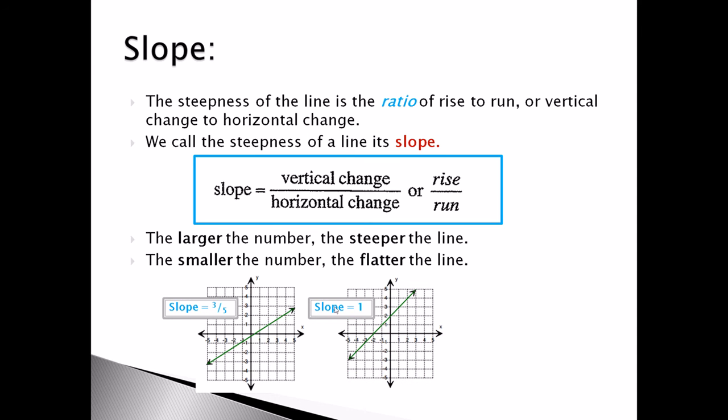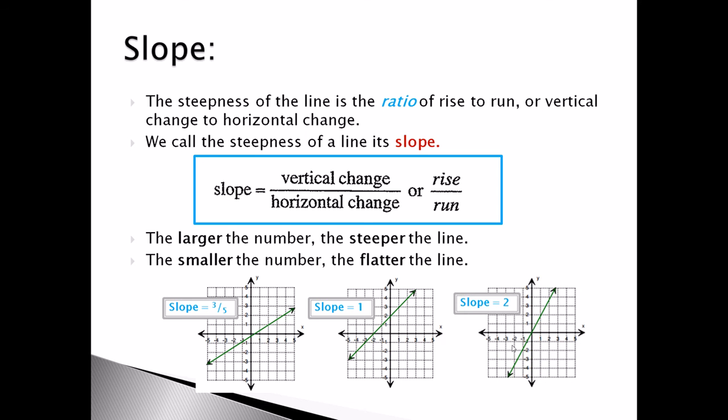But what if I raise that to a 1? That means up 1, right 1, up 1, right 1. That just stepped it up a little. And what if it was a 2? Oh my gosh, there better be something to pull me up this. If I was trying to climb up this, I'd be like, oh, this is so hard. So again, the larger the number, the steeper the line.